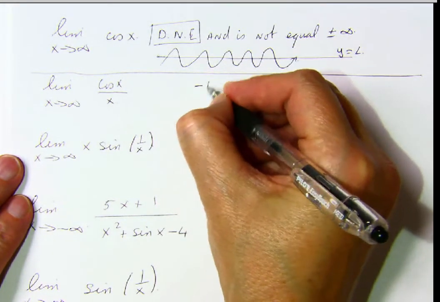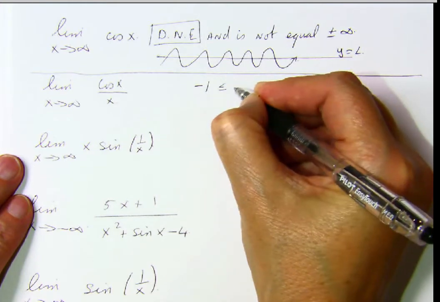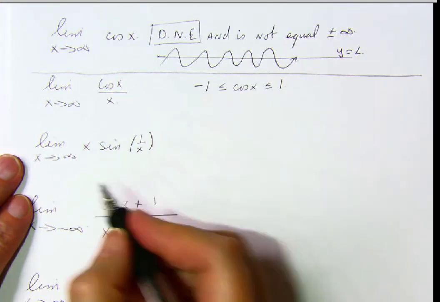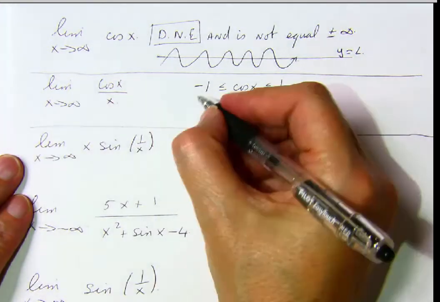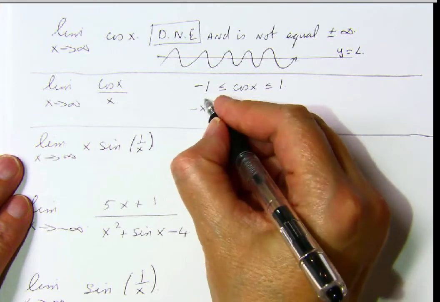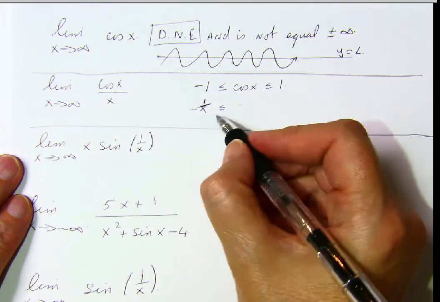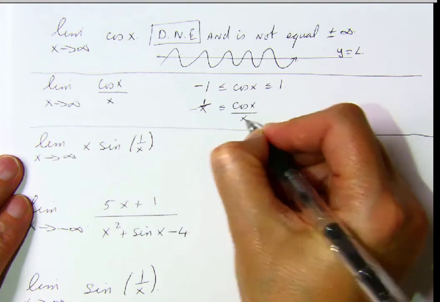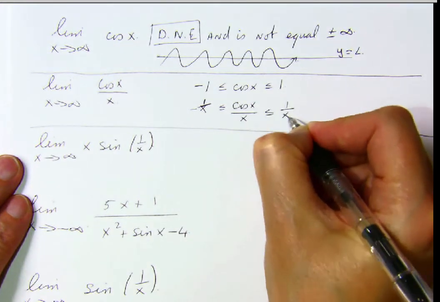So we have -1 is less than or equal to cosine of x for any x, which is less than or equal to 1. And remember how this Squeeze theorem works. If I multiply across here by 1 over x, which is positive, I get -1 over x is less than or equal to cosine x over x, which is less than or equal to 1 over x.